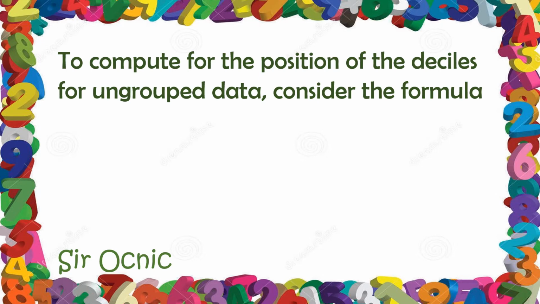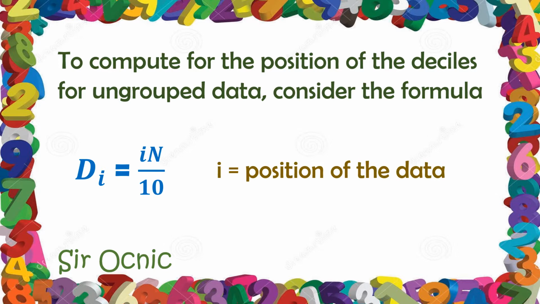To compute for the position of the deciles for ungrouped data, consider the formula D sub i is equal to i times n all over 10, wherein i is the position of the data and n is the number of data or observations.